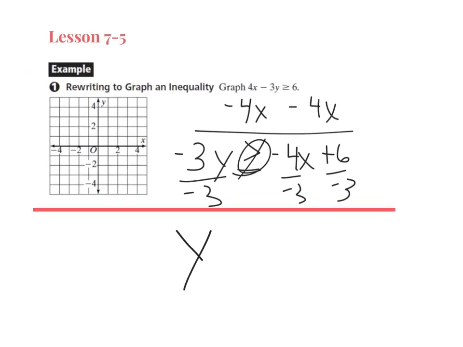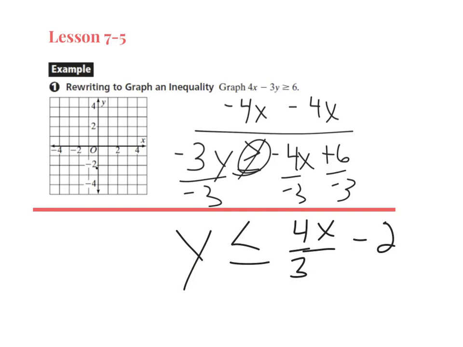So I'm left with y is less than or equal to 4/3 x. And notice where I'm placing that x. That x is in the numerator. Be careful. I've mentioned that before. And then minus 2. So now we have a y equals mx plus b slope-intercept form equation, or in this case, inequality. We can graph our y-intercept of negative 2.